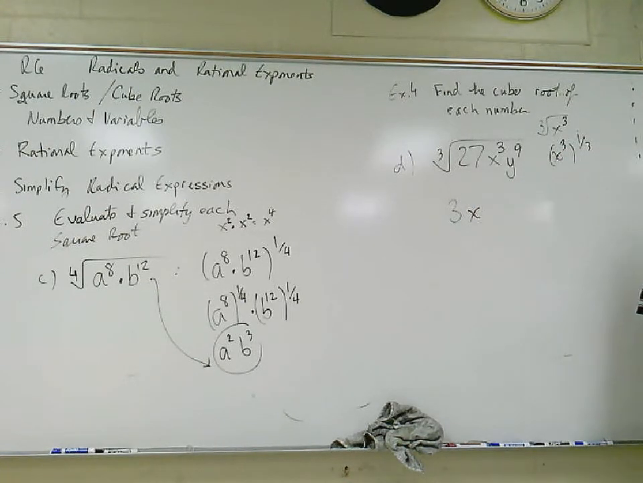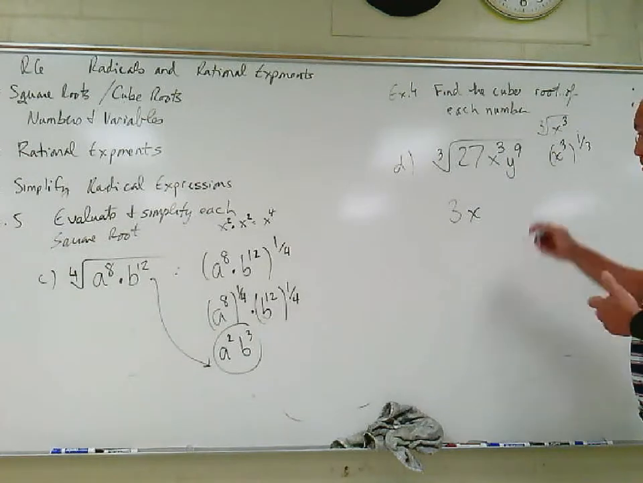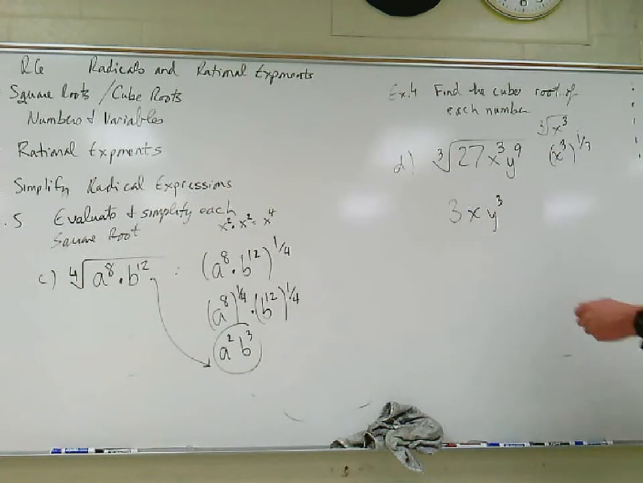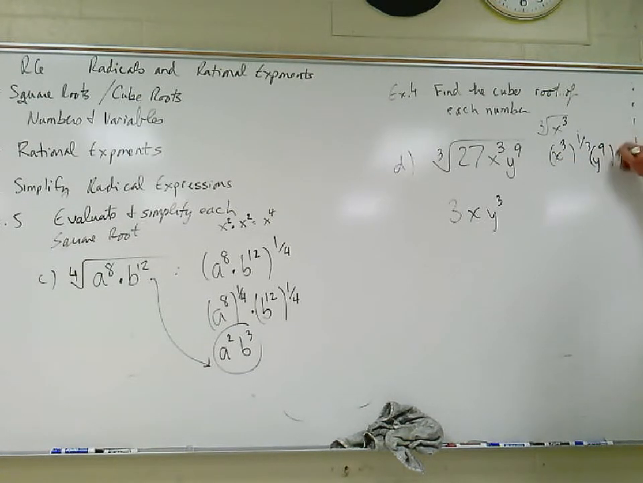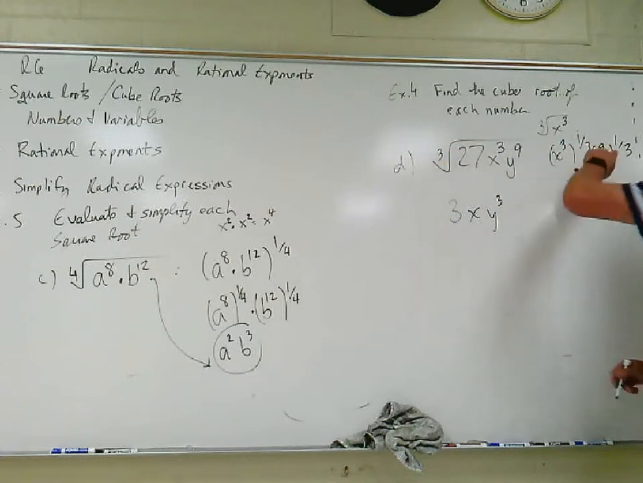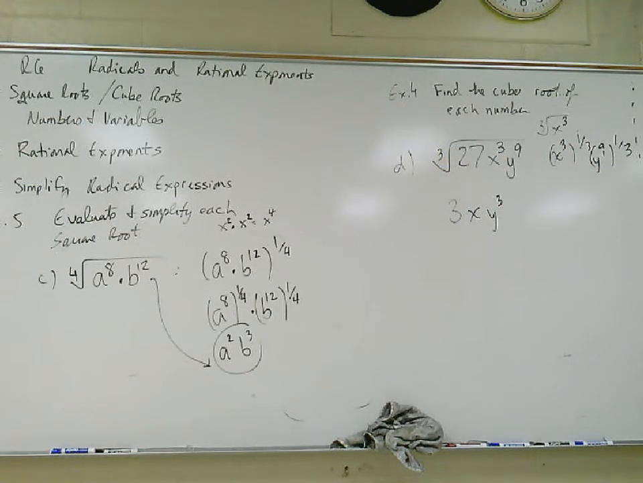So what's the cube root of y to the 9th? Y to the 3rd. So again, how am I getting that? Because y cubed times y cubed times y cubed is y to the 9th. Or I can make it y to the 9th to the 1/3. Cube root means 1/3 power. Those are synonymous. Okay?